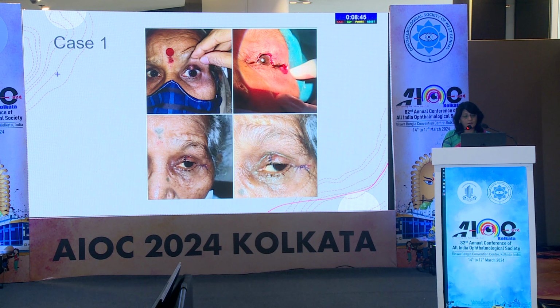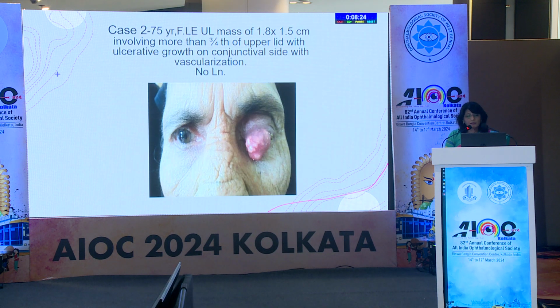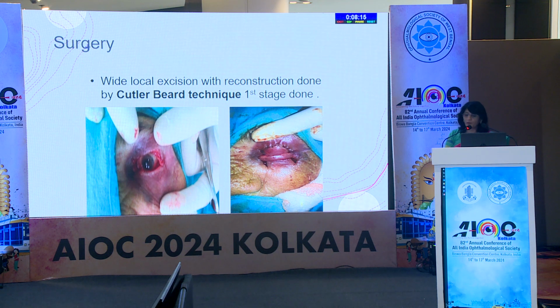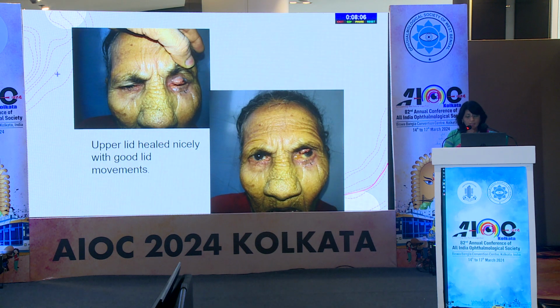This was a case that came to me with a sebaceous gland carcinoma on the upper lid, and therein we went ahead with wide local excision and a Tenzel flap reconstruction, and you can see the tumor was excised well and reconstructed very well. Another such case was a large mass covering almost three quarters of the upper lid with an ulcerative growth. For her, we went ahead with the Cutler-Beard technique, wherein we resected the tumor and made a bridge flap from the lower lid in the first stage, and in the second stage we cut it and the upper lid healed nicely with good lid movements.